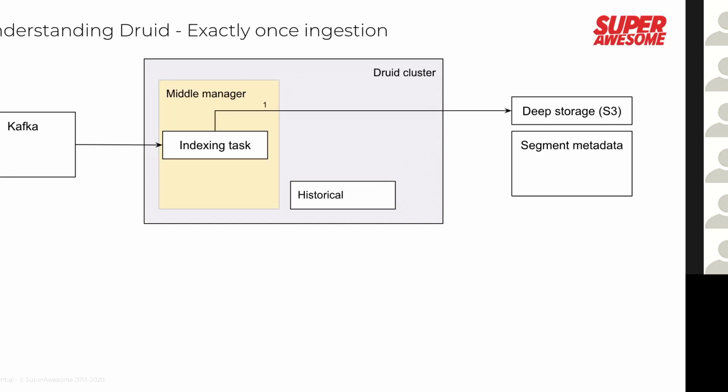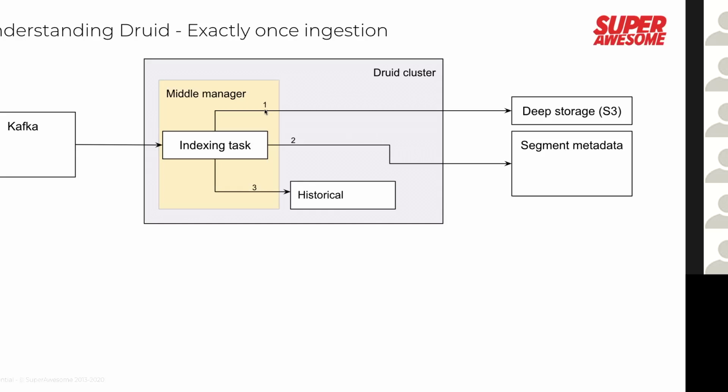At the end of the indexing task, the middle manager would save the segment into S3, so in deep storage. And once it has been done, it would update the segment metadata to tell Druid that a new segment exists and that it should be loaded. Once the segment has been loaded onto a historical node, the indexing task becomes basically redundant because the data is already present on the historical, so it can be safely shut down.